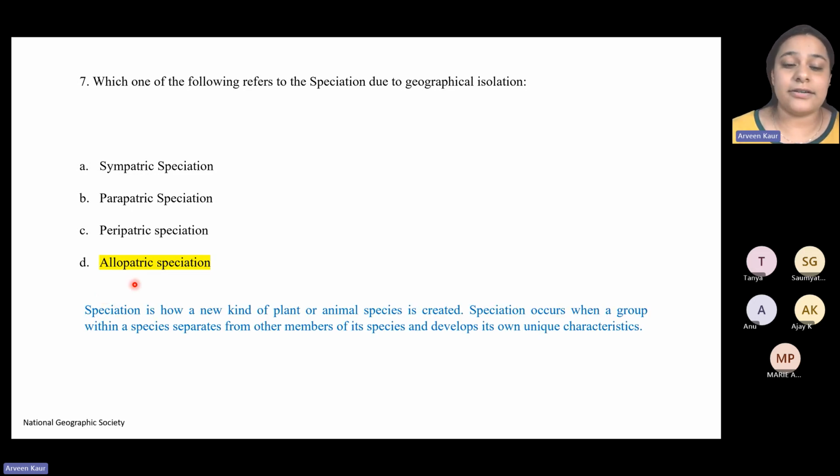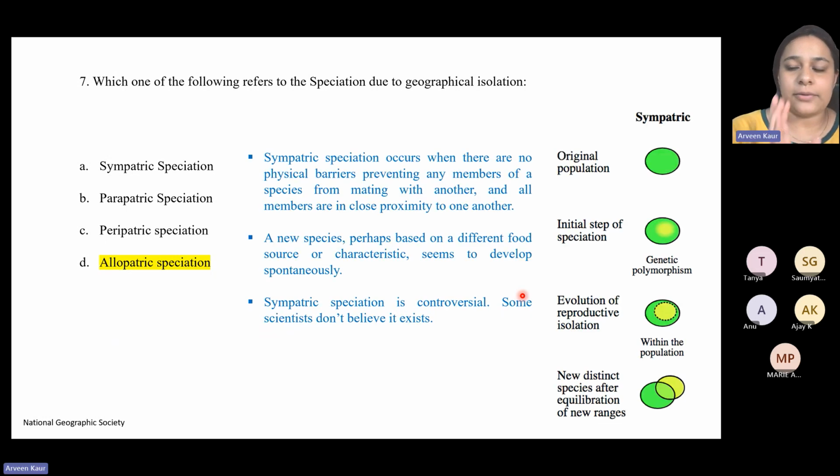So first, let us discuss what speciation is. It is basically how a new kind of plant or animal species is created, right? It occurs when a group within a species separates from other members of its species and develops its own unique characteristics. So if we talk about sympatric speciation, let us first read this and then we'll understand it via what is described over here.